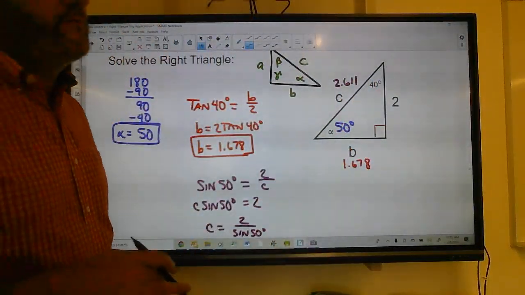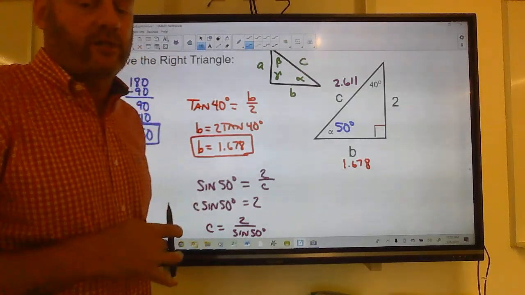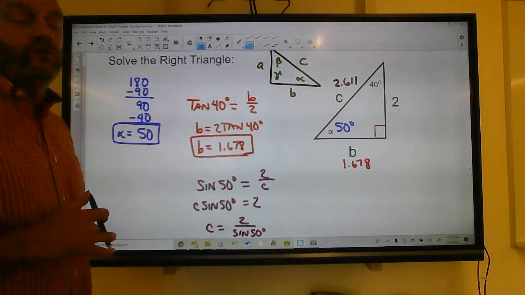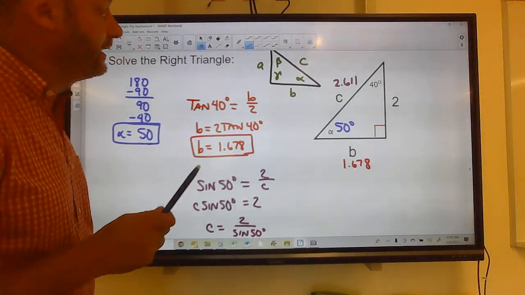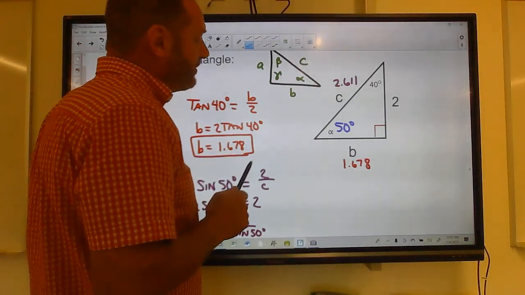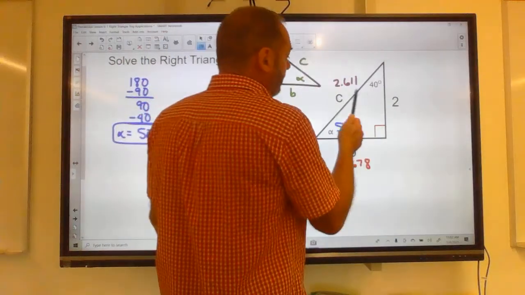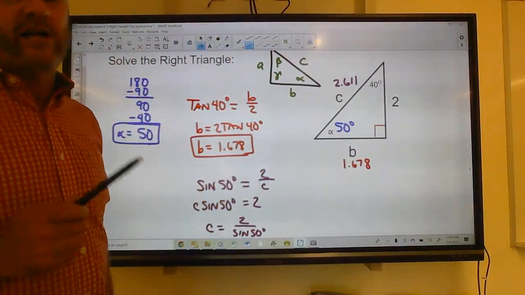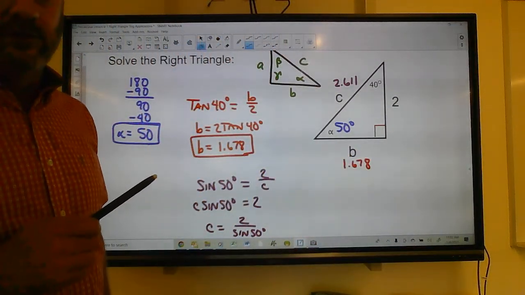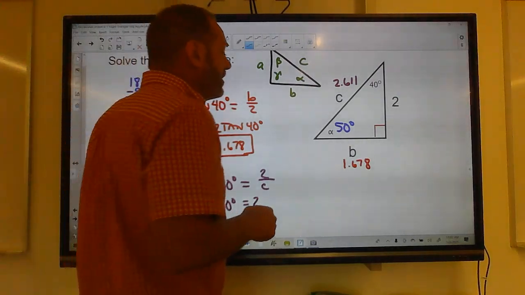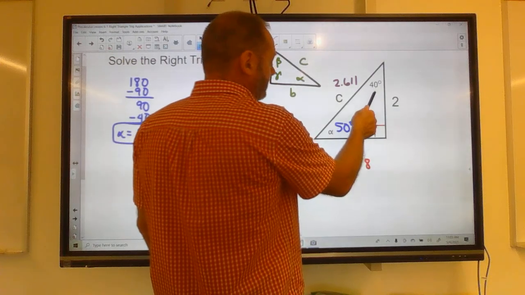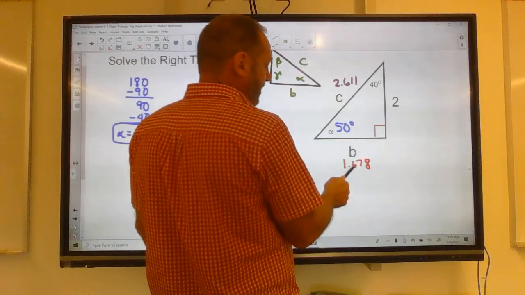Now, I'm going to give you a little check that I would like you to do. This does not tell you your answers are right, but it will sometimes tell you if they're wrong. Okay? So there is a theorem that says that in a triangle, the smallest side is always across from the smallest angle. Okay? And the largest side is always across from the largest angle. So my smallest angle is 40 degrees. That means that this side, B, should be the smallest of the 3 sides.